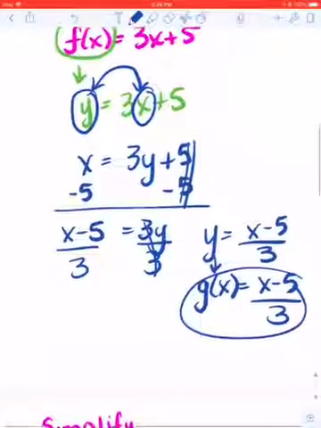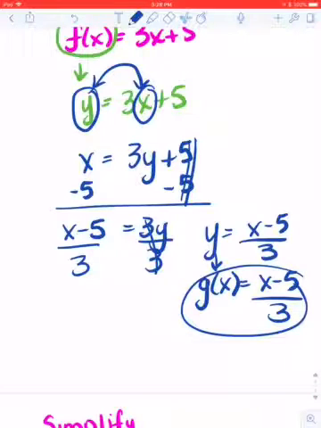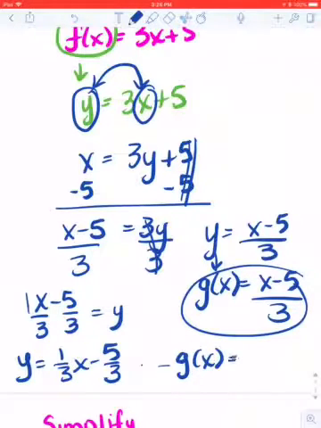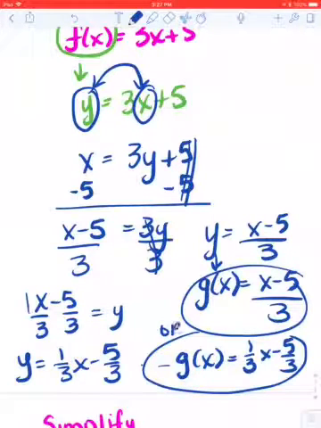And that's one version. The other version would be to take this 3 and put it underneath both numbers. So it'd be y equals 1/3 x minus 5/3. The only thing you would need again is to do the g of x instead of the y. And either one of these would be okay for the answer.